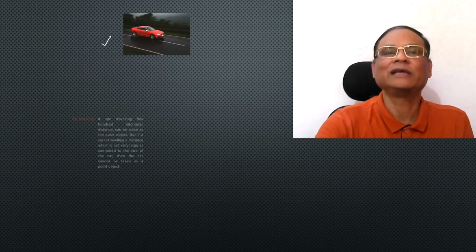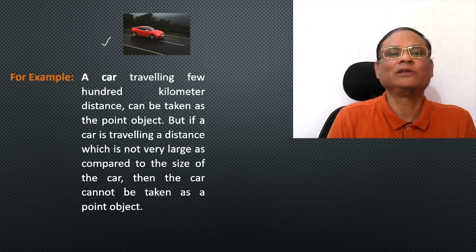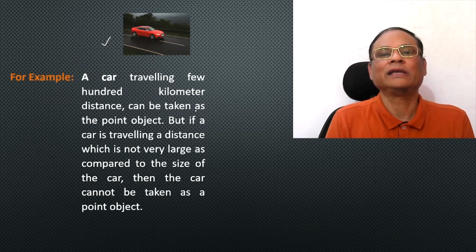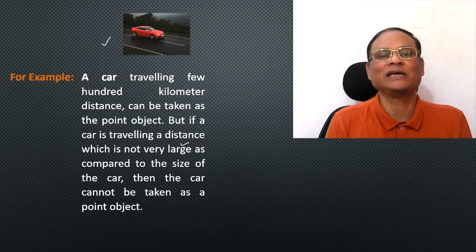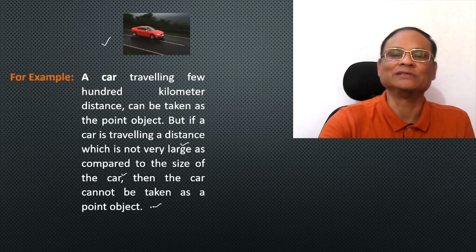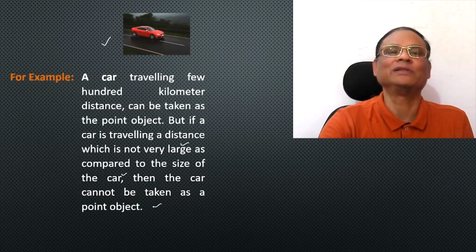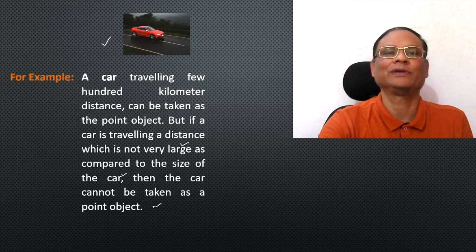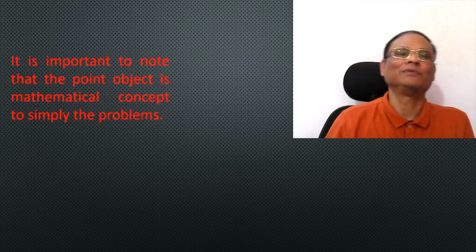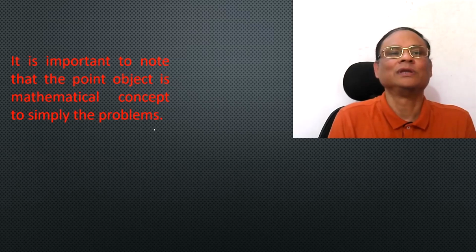तो देख लेते हैं इसमें क्या है. A car traveling few hundred kilometers distance can be taken as point object, but if a car is traveling a distance which is not very large as compared to the size of the car, okay, then the car cannot be taken as the point object. Now it is very clear why it is not a point object and why it is a point object. There are two situations and both situations are depending on the distance traveled by the car. Okay. Now we have come to the part where it is written that it is important to note that the point object is the mathematical concept. This I have already explained you to simplify the problem.